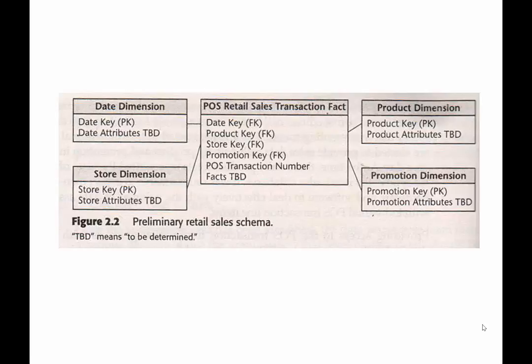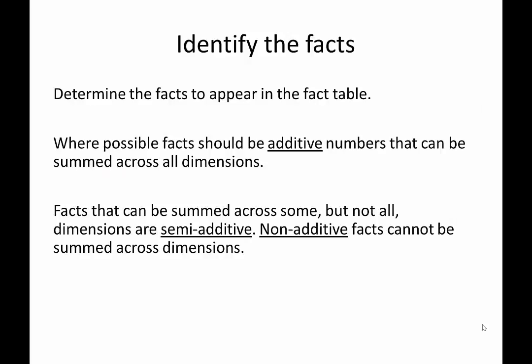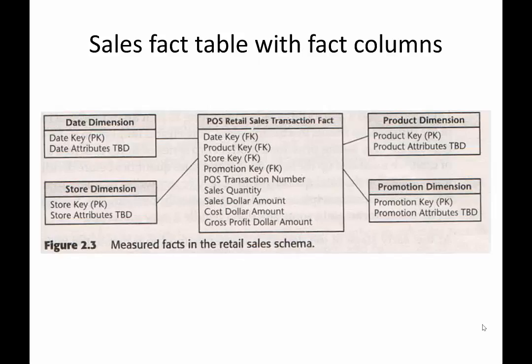And then there's more data that we may need to link to these sales, for example, how much was actually spent. So we now need to expand that fact table out. We need to find out which facts appear in the fact table. Where possible, they should be additive numbers that can be summed across all dimensions. Some values can't be summed across all dimensions, and they're called either semi-additive or non-additive. Let's not worry about that.